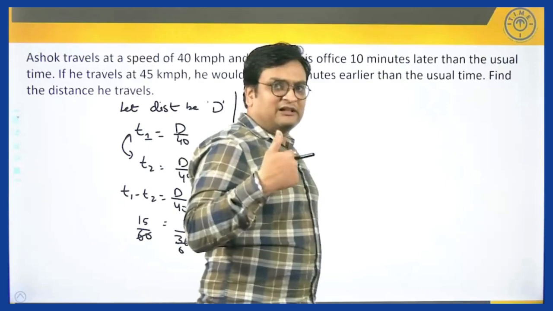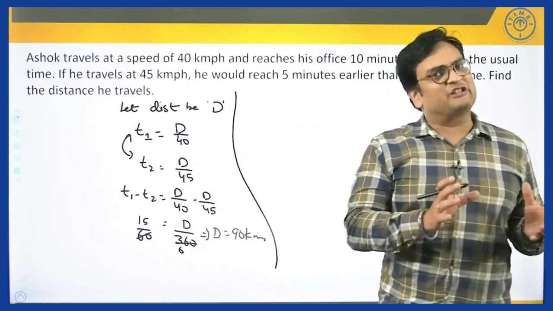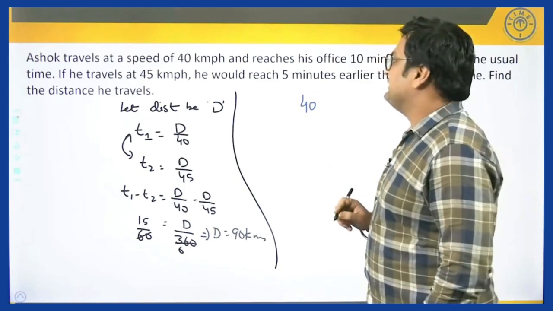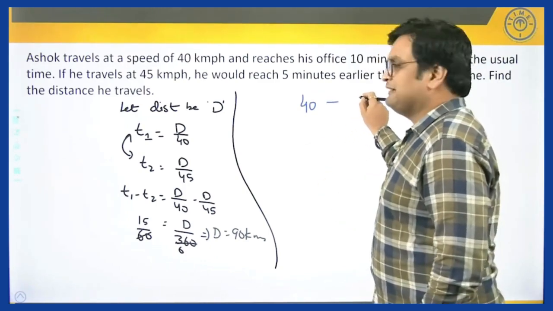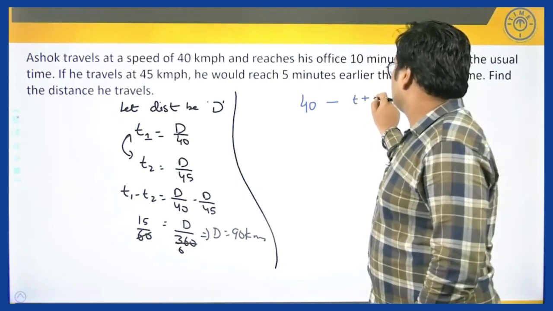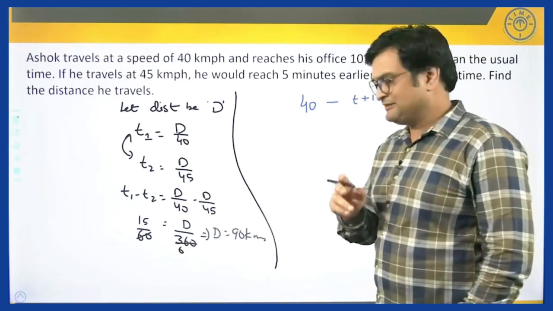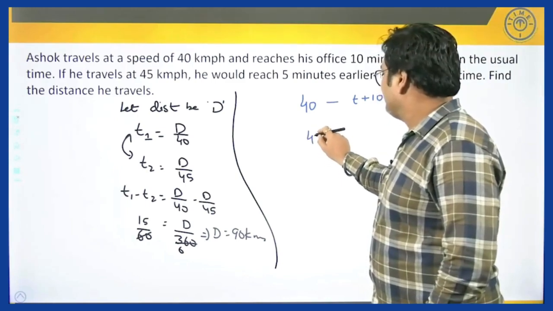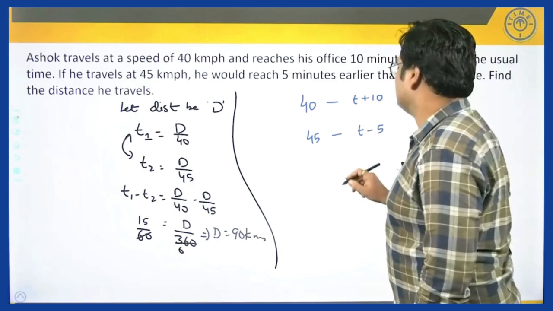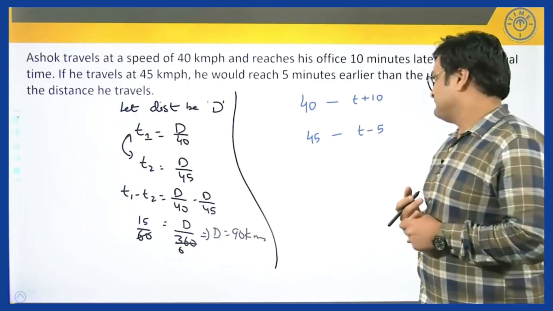But the same question can now be solved using the concept of variation also. Notice how. In the first case, we are traveling at 40. What is the time taken? It is 10 minutes more than the usual. So I am taking the usual time as t. Second case, 45, what is the time taken? 5 minutes earlier than the usual, t minus 5 minutes.